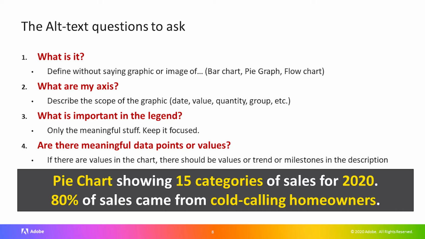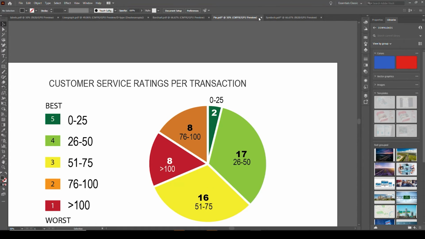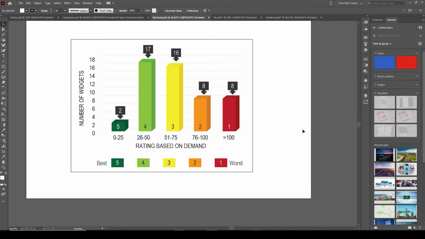And then, are there meaningful data points or values? Now, we talked about this, right? And we go back to our Illustrator file here, and you have to figure out what's the meaningful part of this. Is it that 26 to 50 was the largest number of widgets sold, was 17? Or is it the fact that we have a 50% difference between the number of worst and the number of almost best, right? It really just depends. You have to figure out what is the meaningful data.